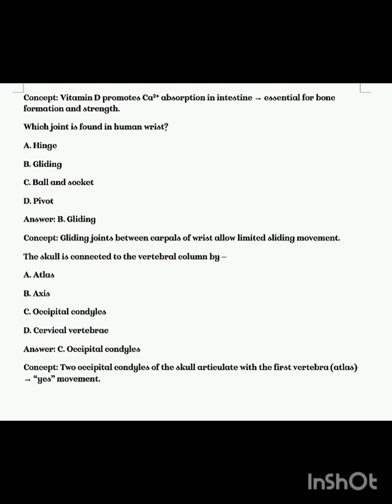The skull is connected to the vertebral column by: A. atlas, B. axis, C. occipital condyles, D. cervical vertebrae. Answer C. occipital condyles. Concept: two occipital condyles of the skull articulate with the first vertebra, atlas, allowing movement.